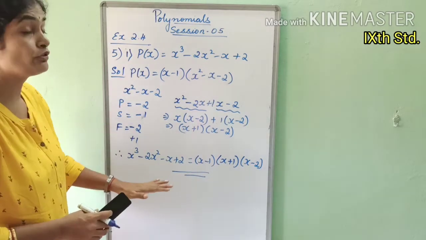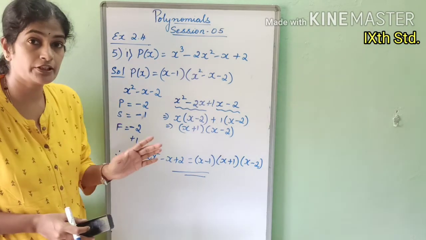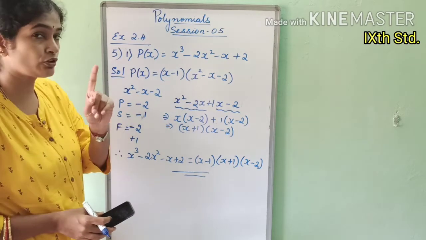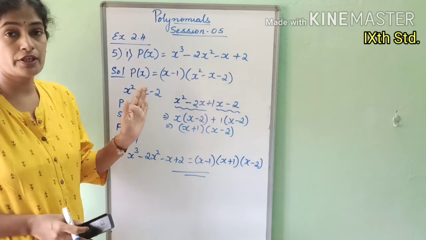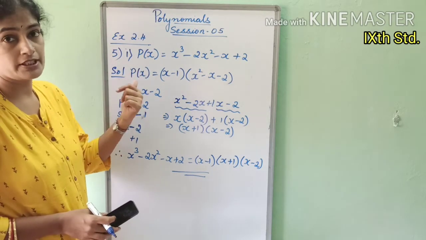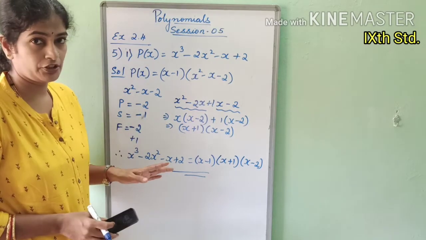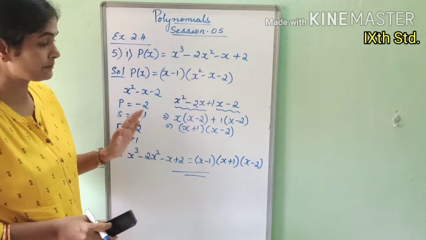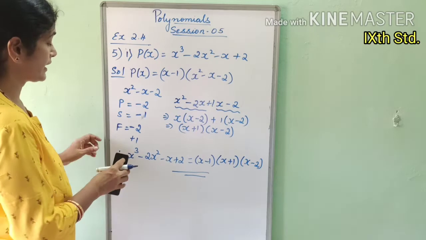This is how you factorize a cubic polynomial. First, by trial and error method, you find out the 0. After that, you divide the given polynomial by that factor. Then the quotient will be a quadratic polynomial. Then you factorize that quadratic polynomial. Okay? This is the first question. We will see the second one.